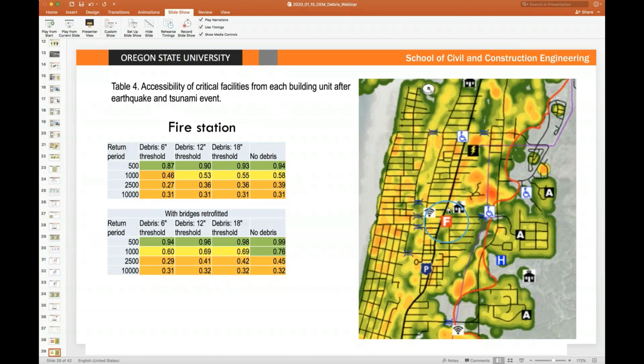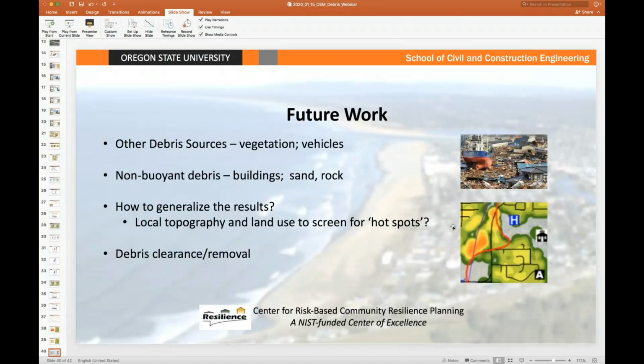And then, for example, within the inundation zone, although there could be other complications, at least you could say that the fire station would have multiple access points, and at least from a debris perspective, you wouldn't find the same hotspots surrounding the fire station. So I'm just trying to look at different types of facilities in that inundation zone as well.